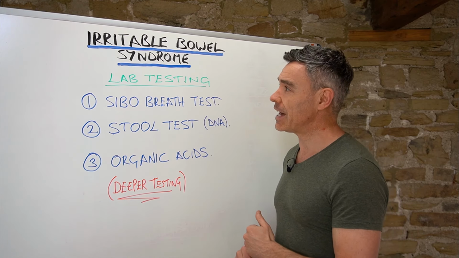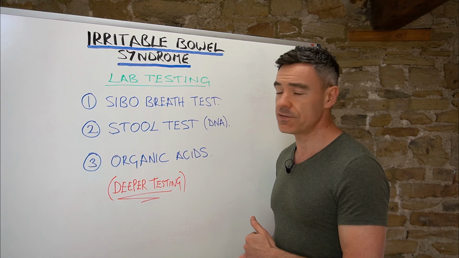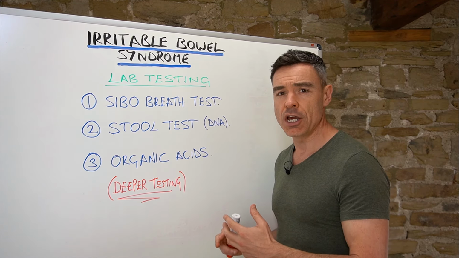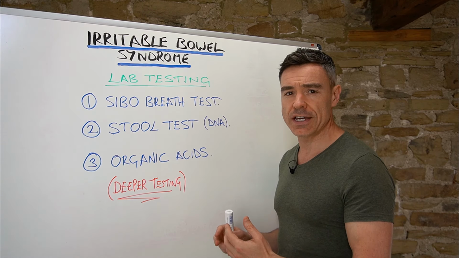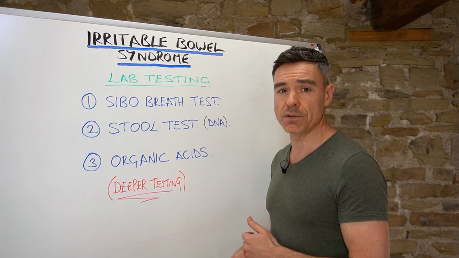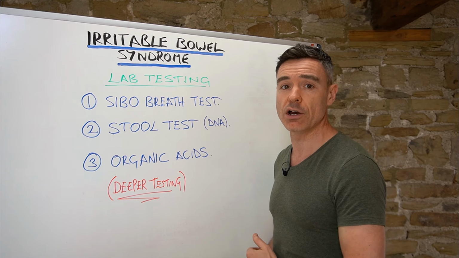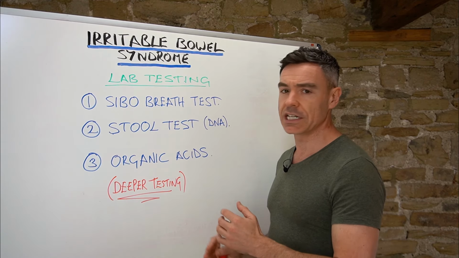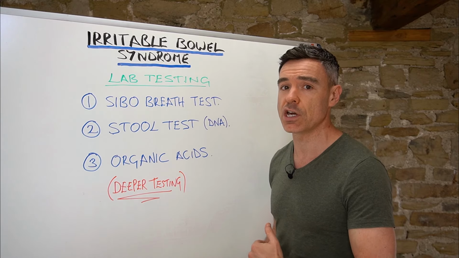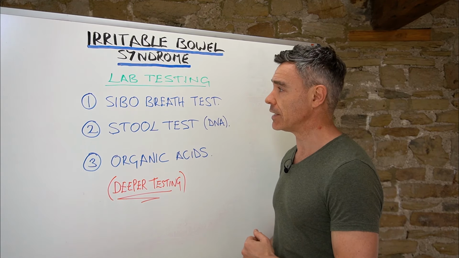Hey, it's Dave here and welcome to another video on irritable bowel syndrome. In this video, we are going to talk about the three main tests that you can use to identify whether your irritable bowel syndrome is being caused by problems with the microbiome, imbalances in the microbiome in the digestive system. So we're going to leave food and food intolerances and food sensitivities out of this video for the time being. We're just going to talk about the bugs, if you like.